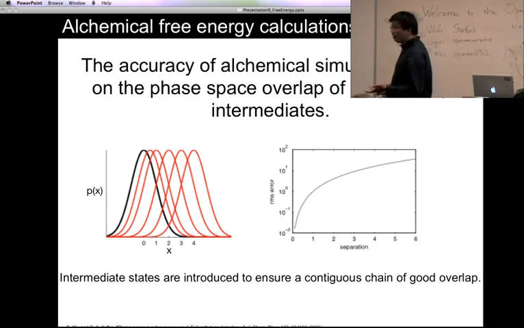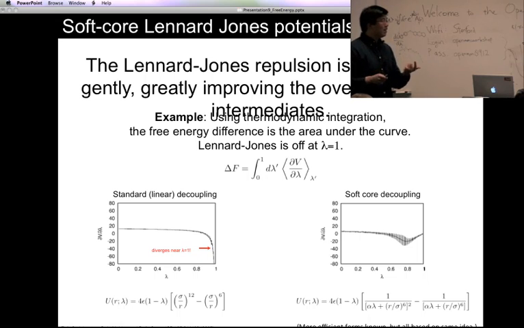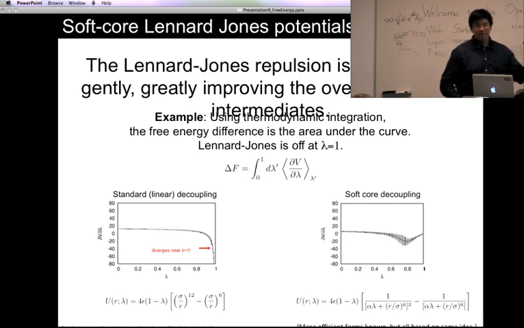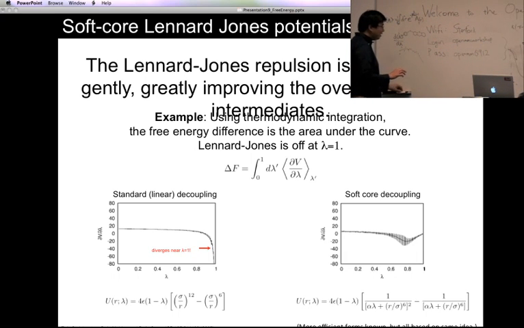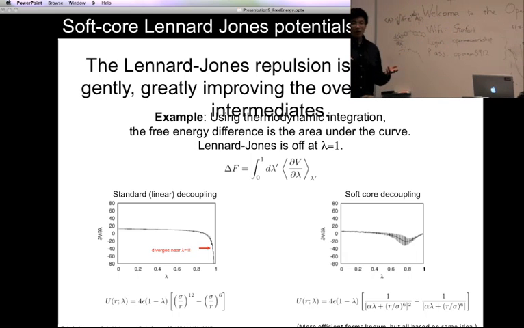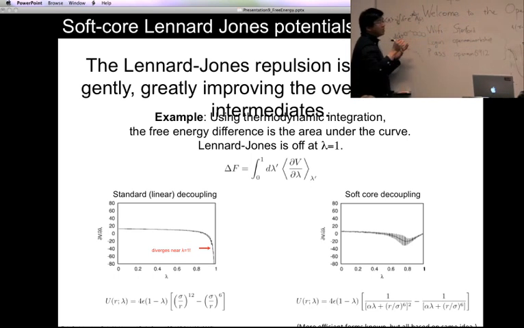In OpenMM, there are a number of ways we have to optimize the phase space overlap between neighboring simulations. The Lennard Jones interaction is one of the most problematic ones. The reason Lennard Jones interactions are problematic is because the repulsion is r to the 12th. Now, if you have an r to the 12th repulsion, it really just looks like a hard wall. You might have the dispersion, and the hard wall looks something like this.